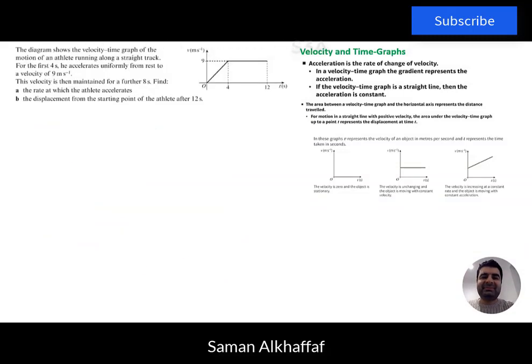The diagram shows the velocity time graph of the motion of an athlete running along a straight track. For the first 4 seconds, he accelerates uniformly. This velocity is then maintained for a constant period. For part A, we need the rate at which the athlete accelerates. In this scenario, the velocity that we have is 9 and the time is 4. So that will give us an acceleration in meters per second squared. So this will be our answer.